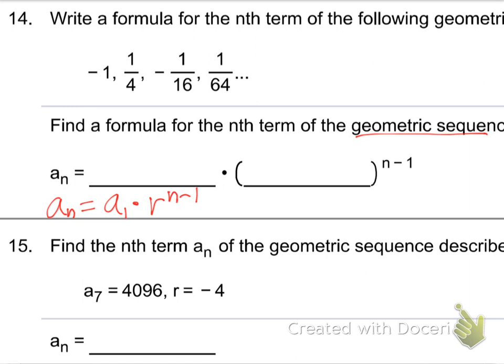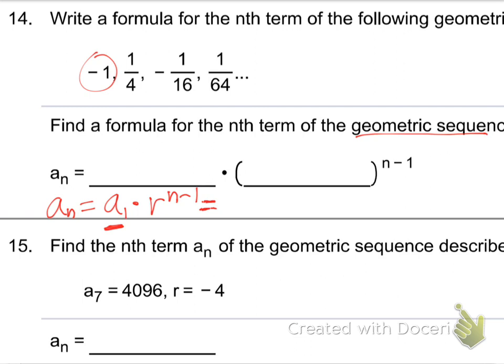So let's give it a go. What's a1? It's -1. Yeah, a1 means first term. So just -1. We good so far? a1 always means first term in any sequence. So that's -1. R is... hold on. What is R? -1/4?